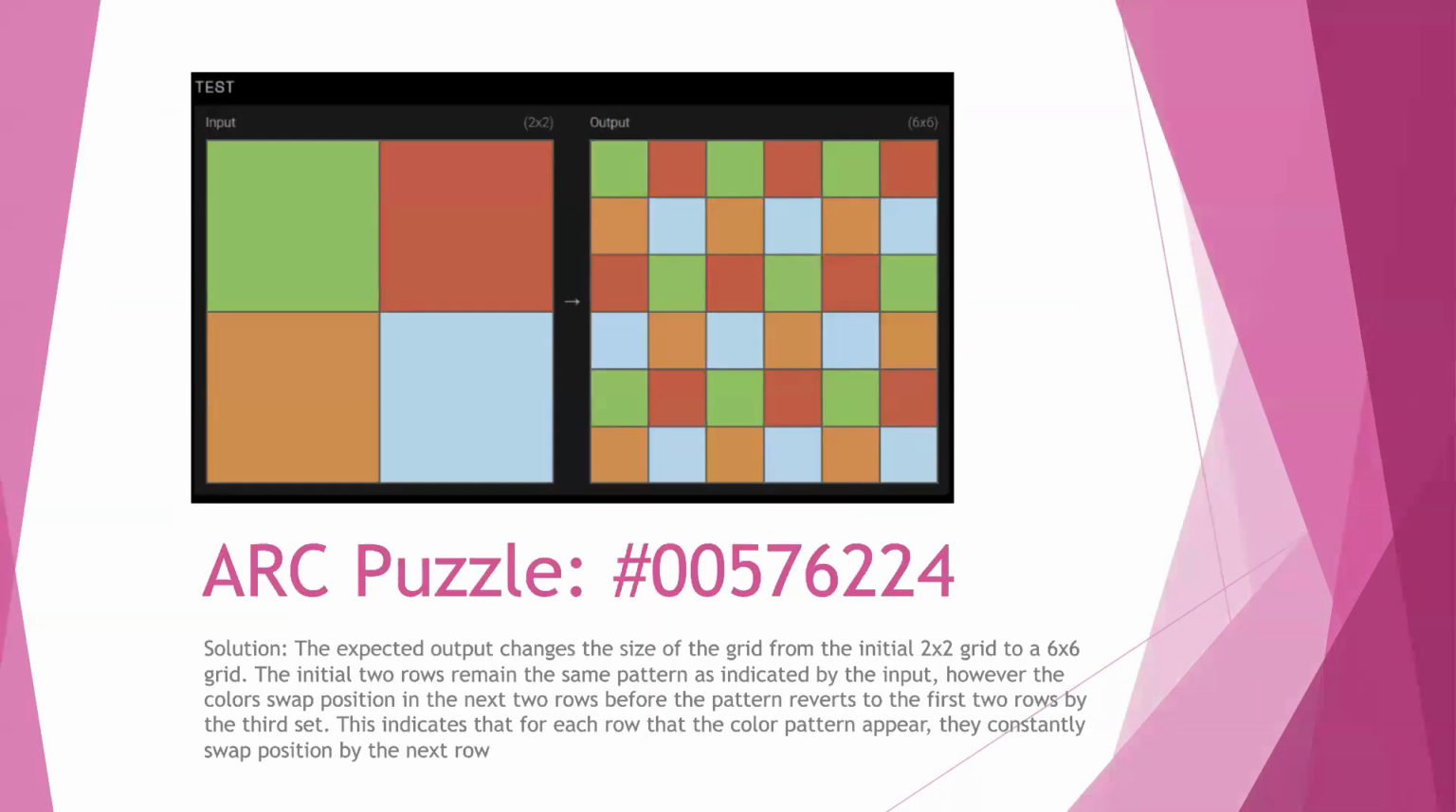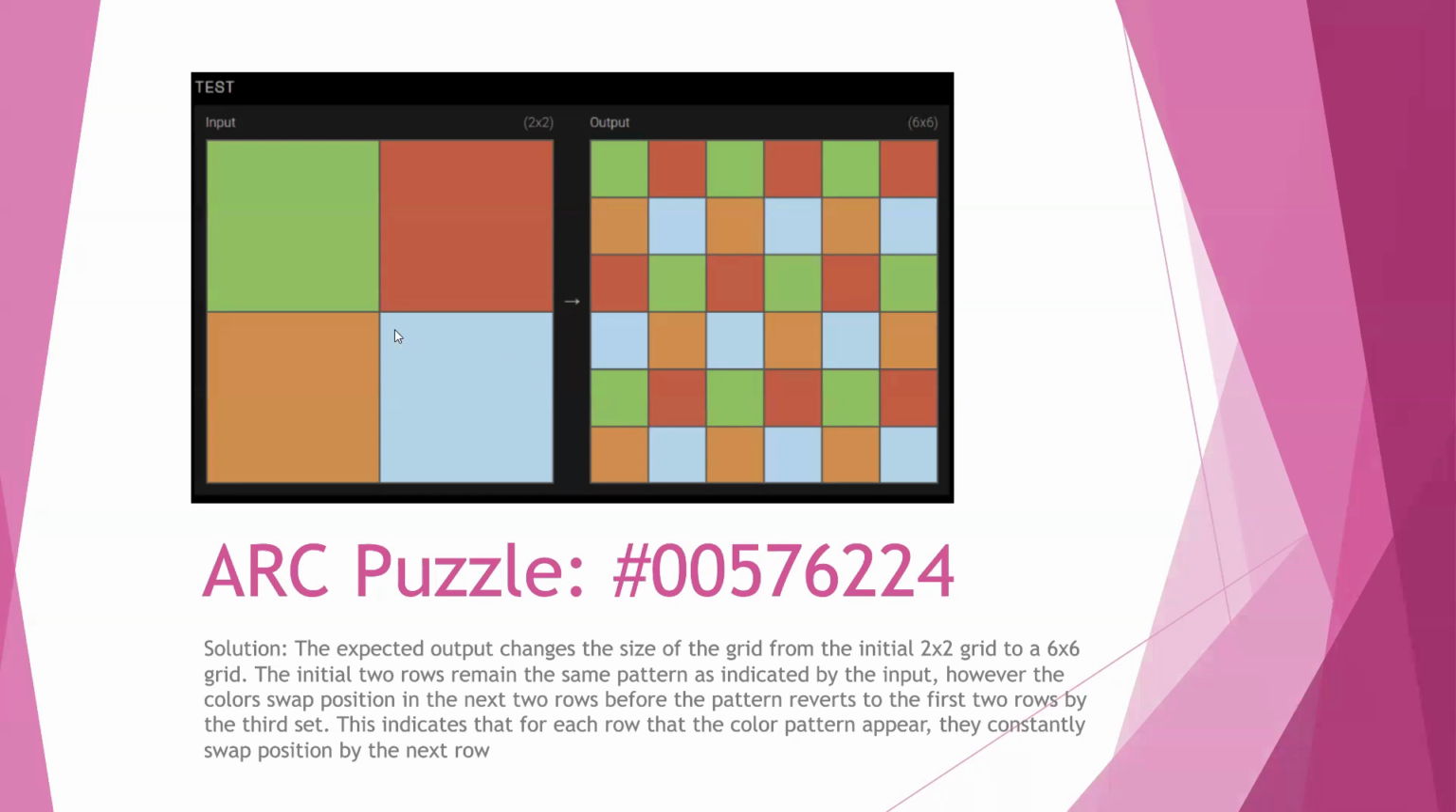Now I'm going to show you a few of the ARC puzzles that we did in class and provide you a solution to them. So the first puzzle, number 007bbfb7, we're given a 2x2 grid with different colors for each corner of the square. Now, the expected output changes the size of the grid from the initial 2x2 grid to a 6x6 grid, as we can see from the input and the output and comparing the length and width.